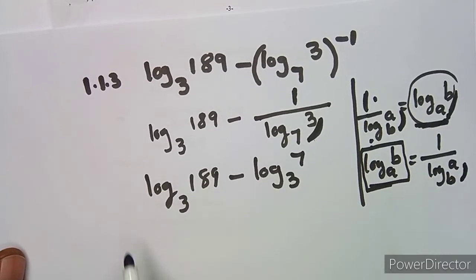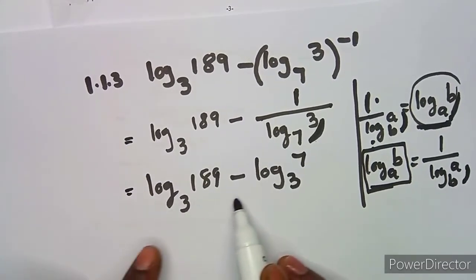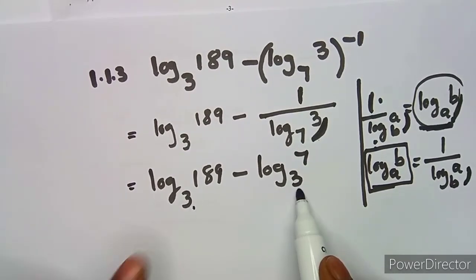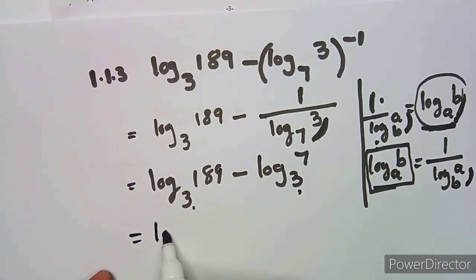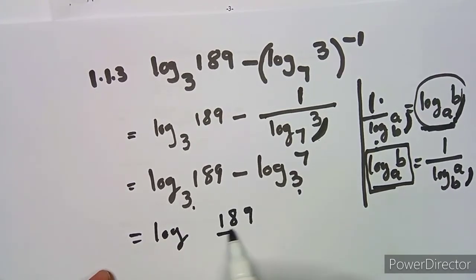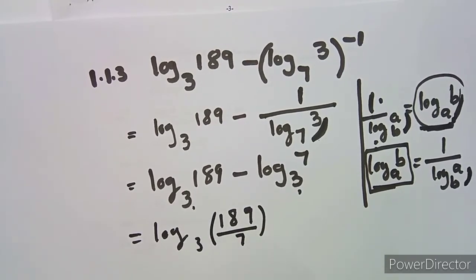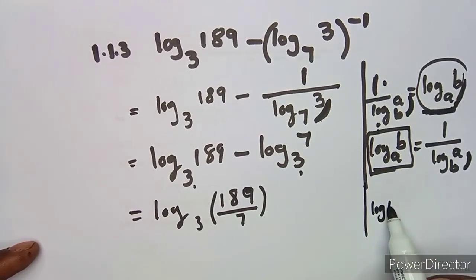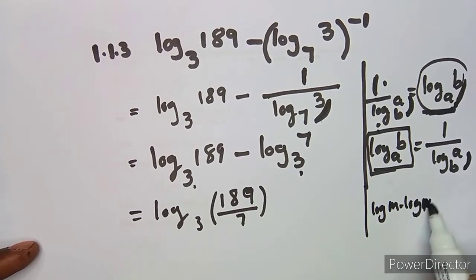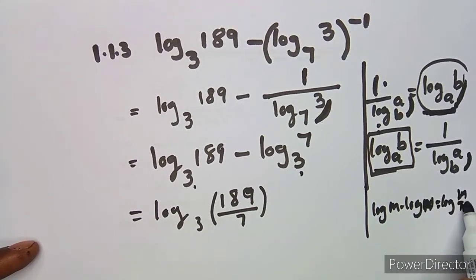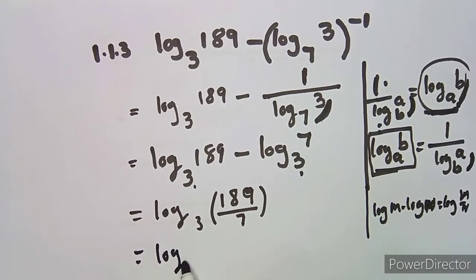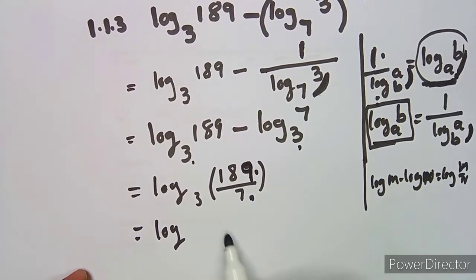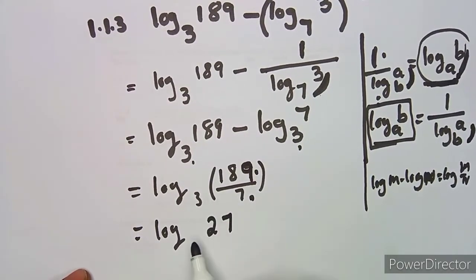All right. So as we can see, we are now having a normal condition of logarithms which are subtracting and the bases are the same. And we know that when the bases are the same, you divide the numbers. So it's going to be 189 over 7 in base 3. All right. Which law do we use here? That is log m minus log n, which can give us log m over n, whatever that you have to divide. So 189 divided by 7, you are going to obtain 27 there in base 3.